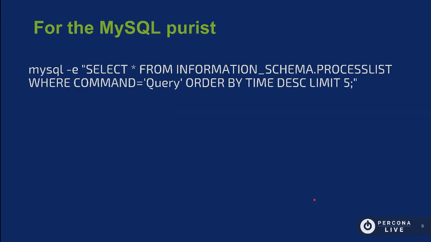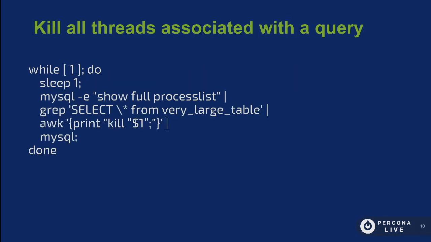And again, like I was saying, there's more than one way to do some of these operations. And for the purists out there, there is a way to write this using the process list table from information schema, where you're only grabbing queries, ordering by time, descending, limit 5, which is great if you'd like to type that out versus show process list with some bash commands. But taking advantage of the fact that you do write this sort of stuff out, now you can do things to kill those queries.